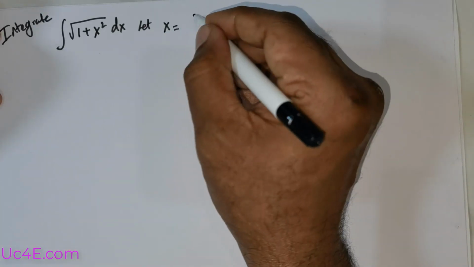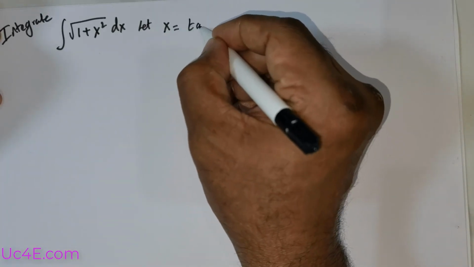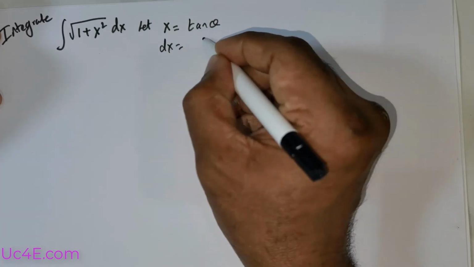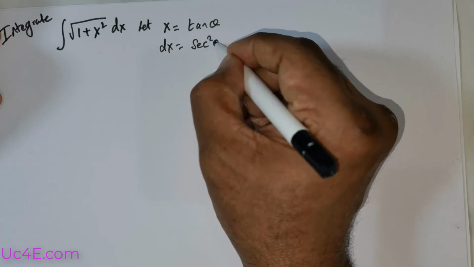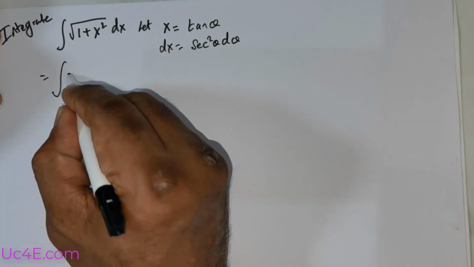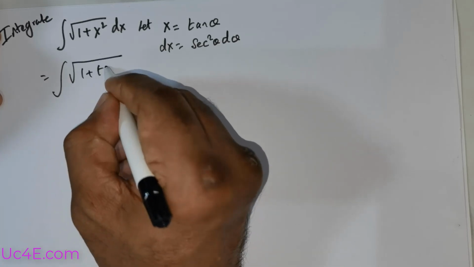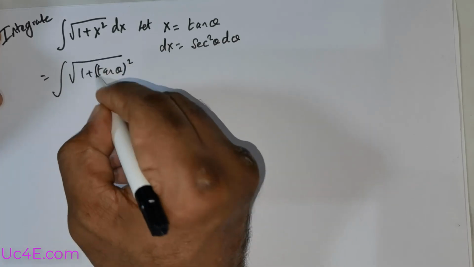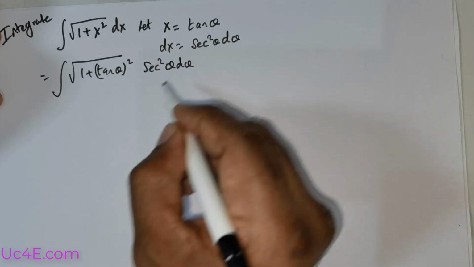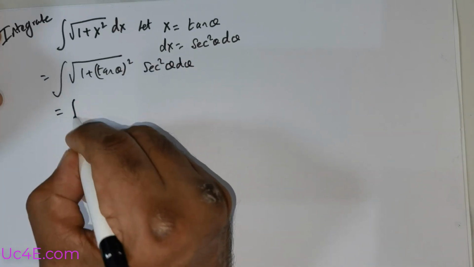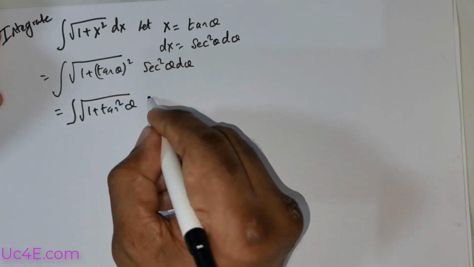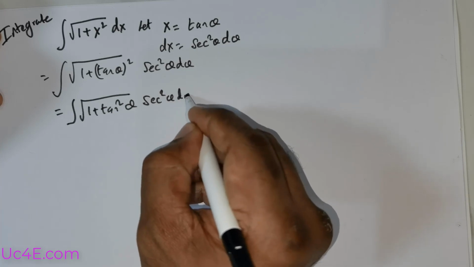Let x be equal to tan theta. Differentiating, I get dx is equal to the differential of tan theta, which is secant squared theta d theta. So this can be rewritten as the integral of the square root of 1 plus tan theta raised to the power of 2. In place of dx, I will be substituting secant squared theta d theta. So this is equal to the integral of root of 1 plus tan squared theta times secant squared theta d theta.